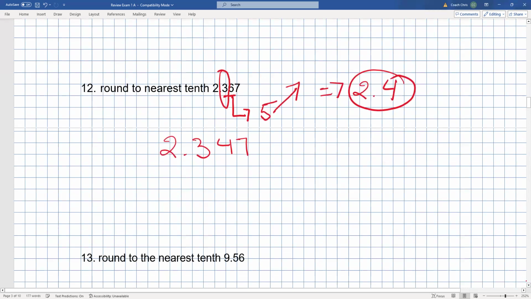My tenth is the 3 in 2.3. That's where I'm going to stop. But the number after 3 is less than 5. I'm going to remove all the rest, and I'm going to leave this as 2.3. This is how you round to the nearest tenth if the number after 3 is less than 5. On question number 12, it's going to be 2.4. All right, okay.